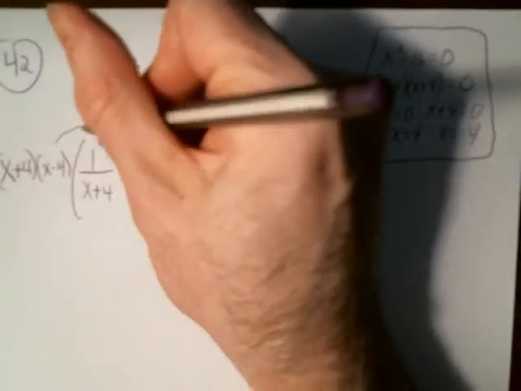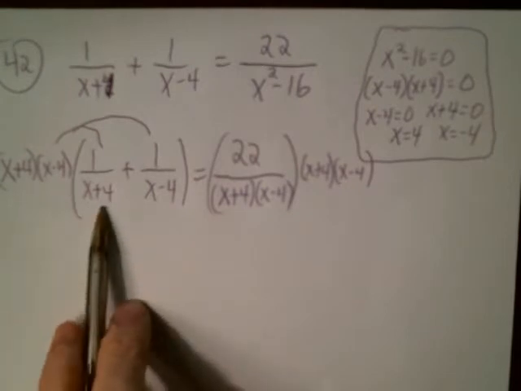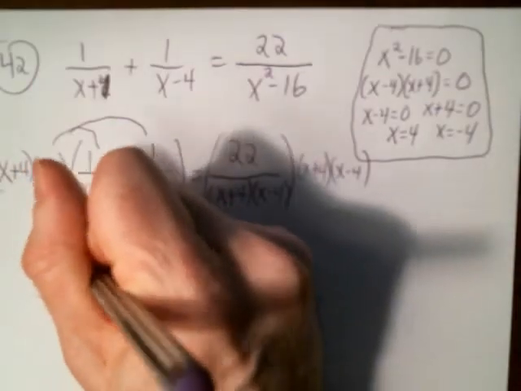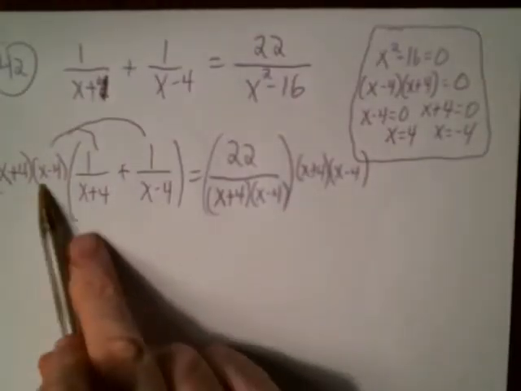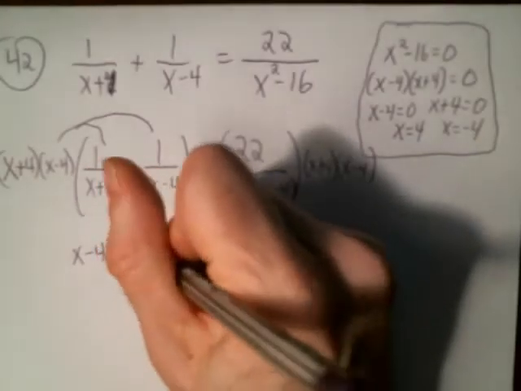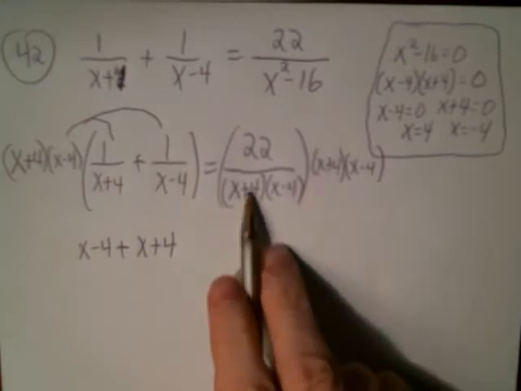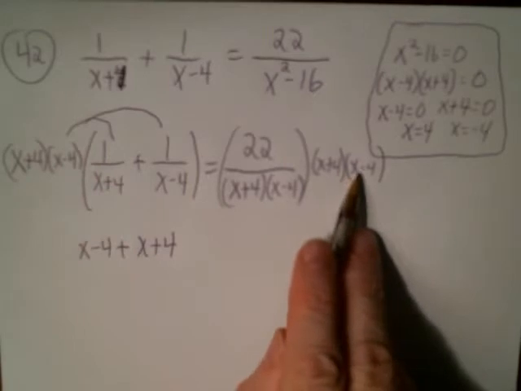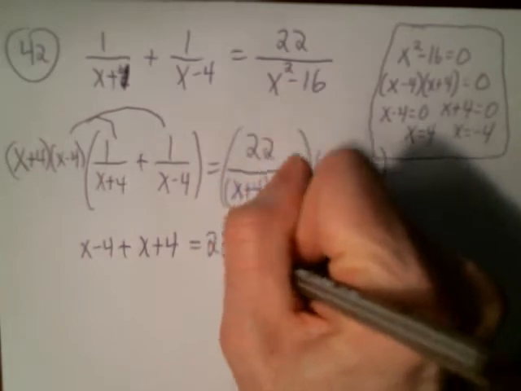So here in my distributions, I would have x plus 4, x minus 4 over x plus 4. And the x plus 4s would cancel, just leaving me with x minus 4. In this case, the x minus 4s would cancel, just leaving me with the x plus 4. On the right-hand side, the x plus 4's cancel and the x minus 4's cancel. So this and this completely go away. I'm just left with 22 over 1, which of course is 22.